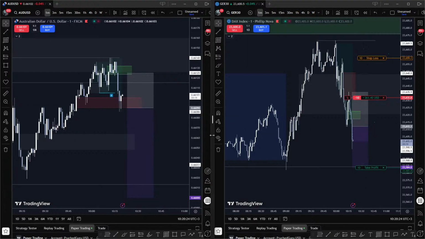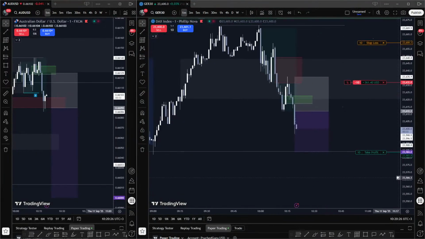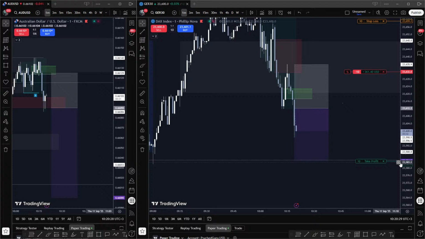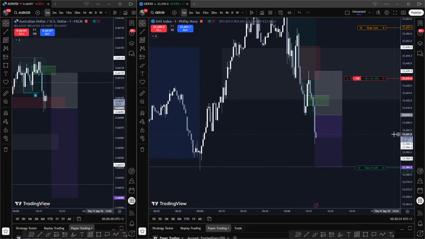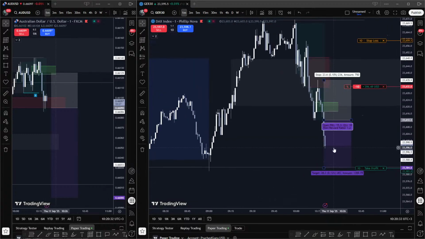AU kind of rejected our entry, so we're just looking at this very short idea on DAX. We don't need more than this. That's why now I'm trading to be consistent, which changes stuff, right?